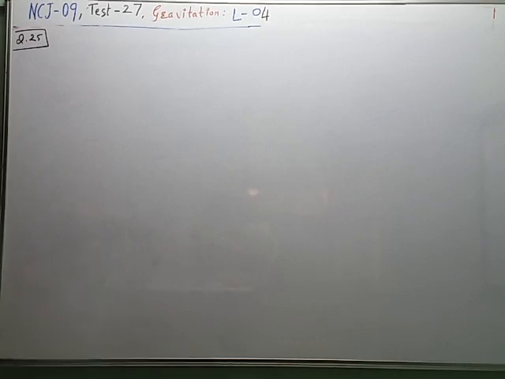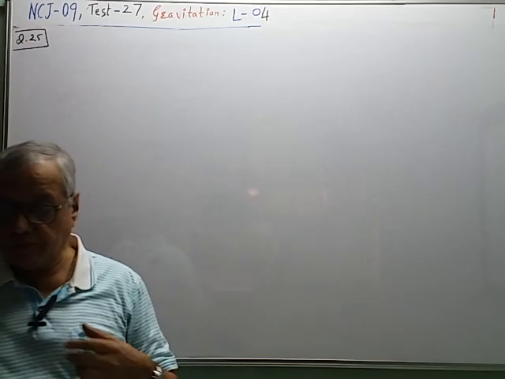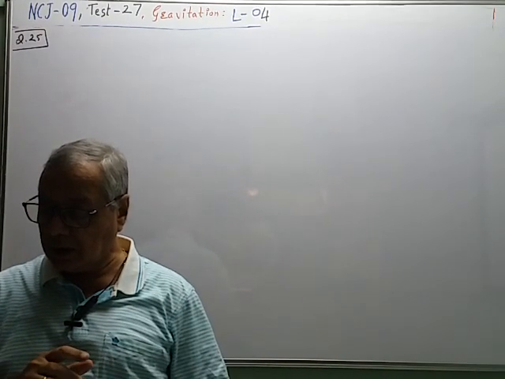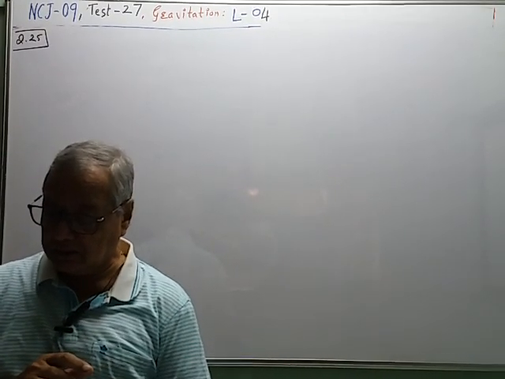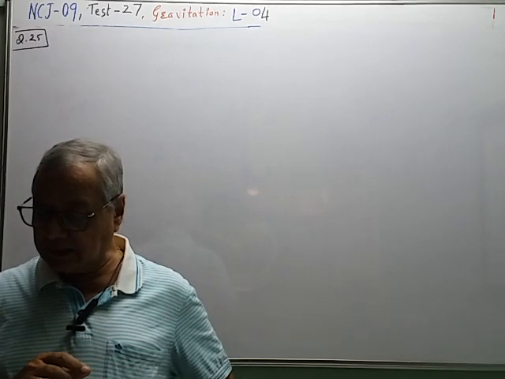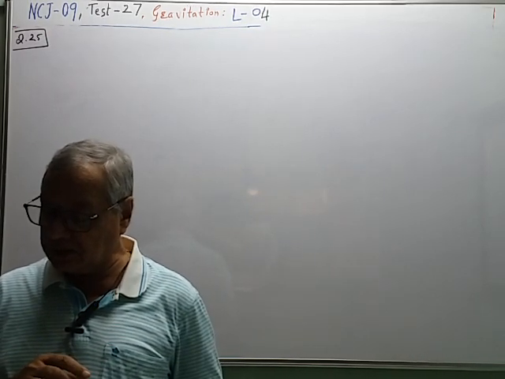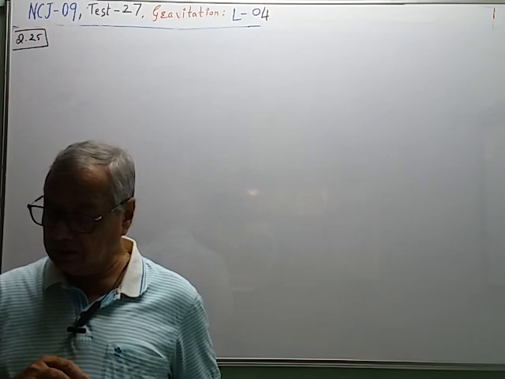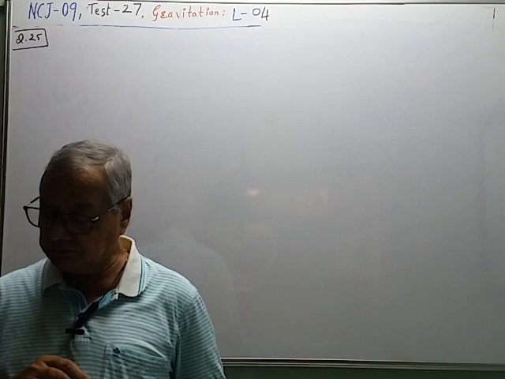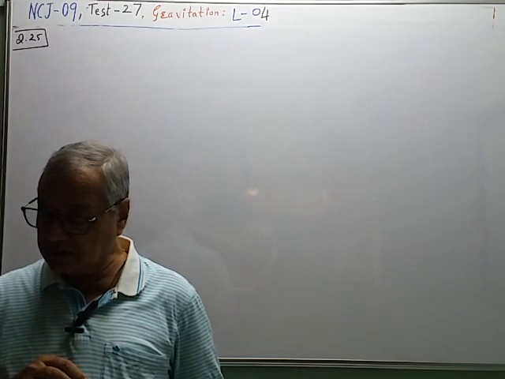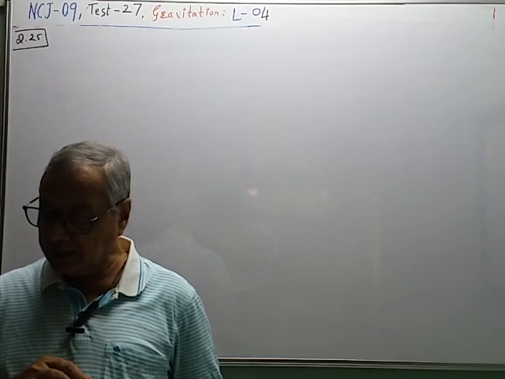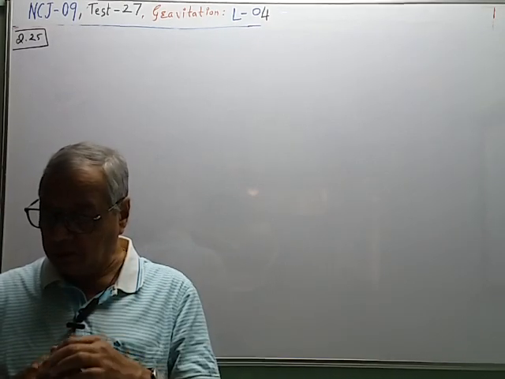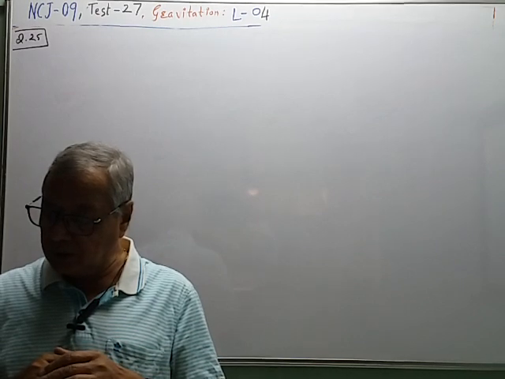Next MCQ, question number 25. A satellite moves in an elliptical orbit about a planet. The maximum and minimum velocities of the satellite are 3 into 10 raised to 4 meters per second and 1 into 10 raised to 3 meters per second respectively. What is the minimum distance of the satellite from the planet if the maximum distance is 4 into 10 raised to 4 kilometers?